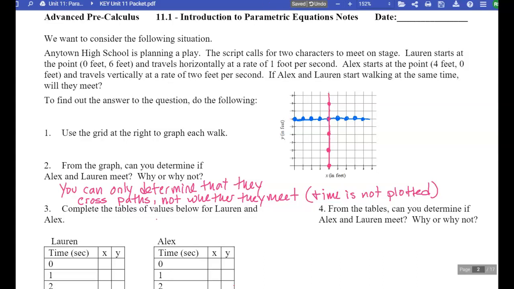True, Sam, but you would need to have that prior information to know that. Like if you just took out your calculator and were to look at this graph and say, oh, do Lauren and Alex meet? You would have no idea. You would have no idea what point means what second. That's what we mean by time is not plotted.